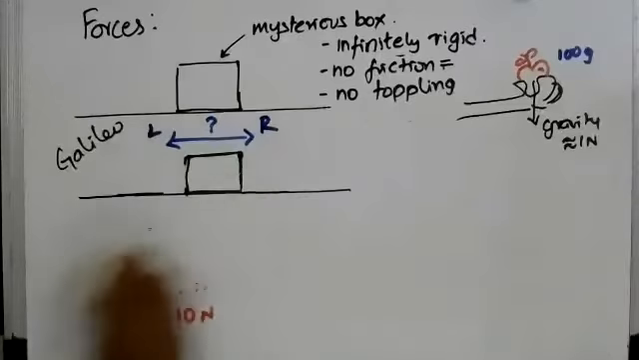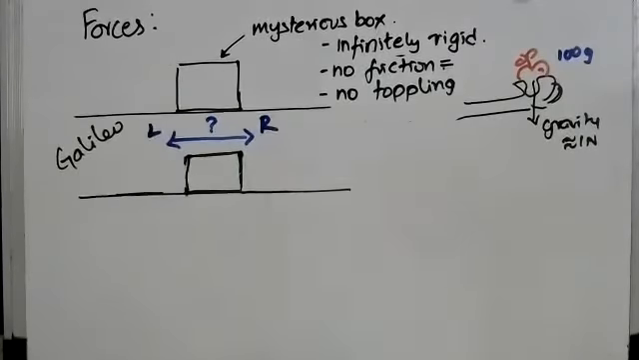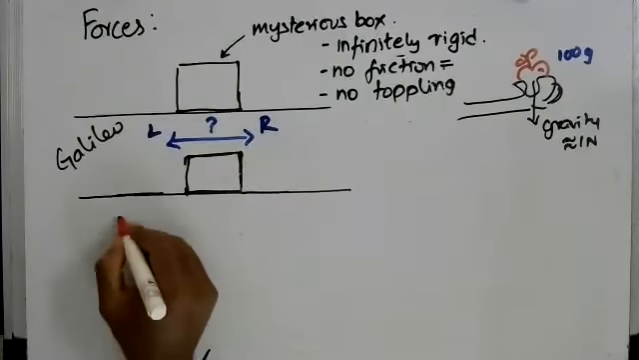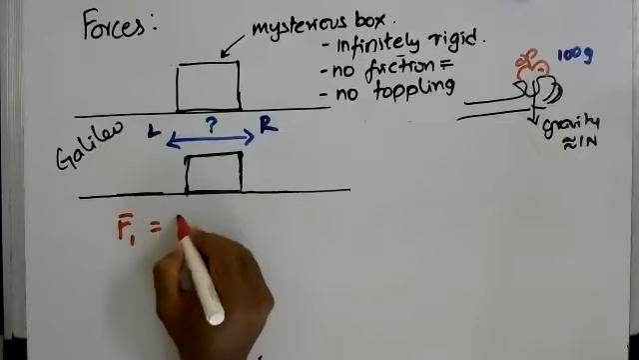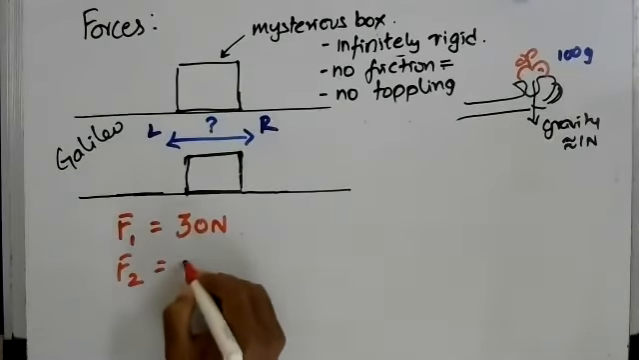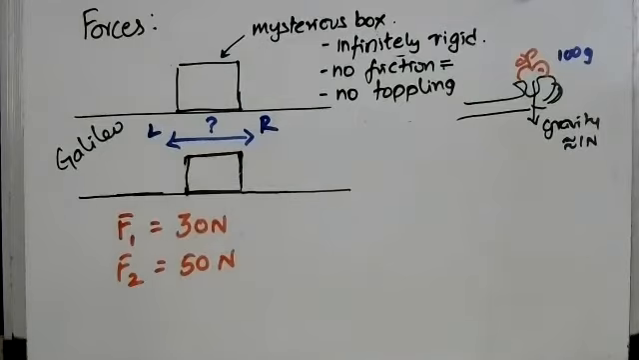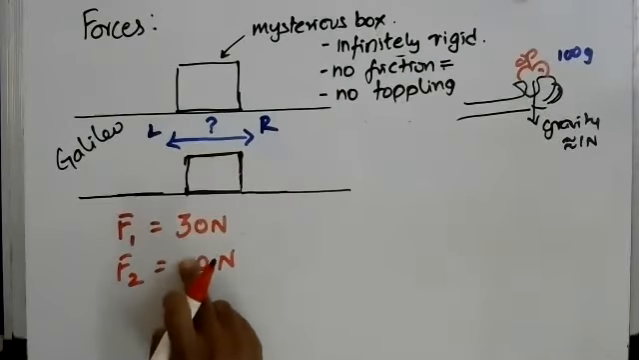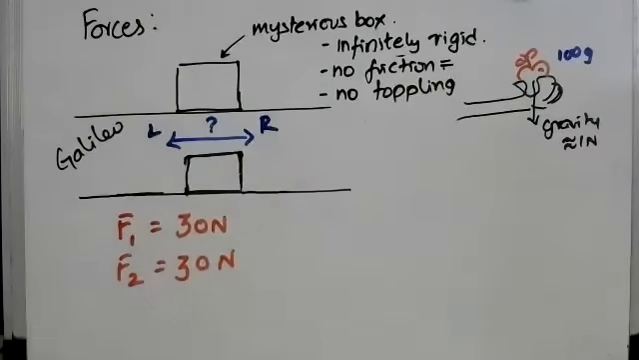Okay, so if I say that there are two forces acting on this object, let us get rid of all of these things. There are two forces, F1, 30 newtons, and F2, 50 newtons. Or, okay, let's make it interesting. There are two forces, F1 and F2, both equal to 30 newtons. Now, both these forces act on this object, and I ask you the same questions again.